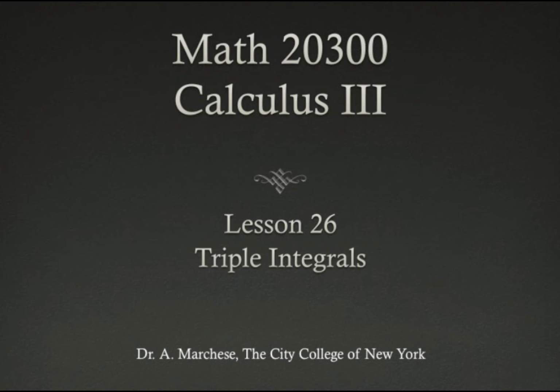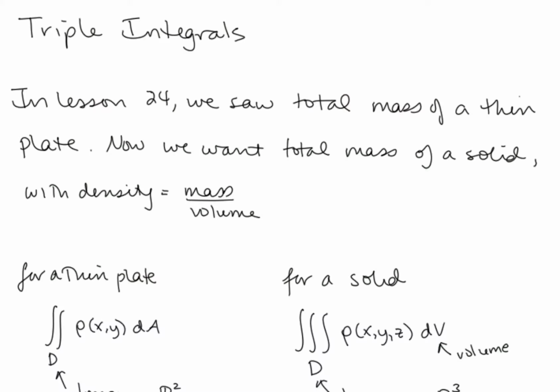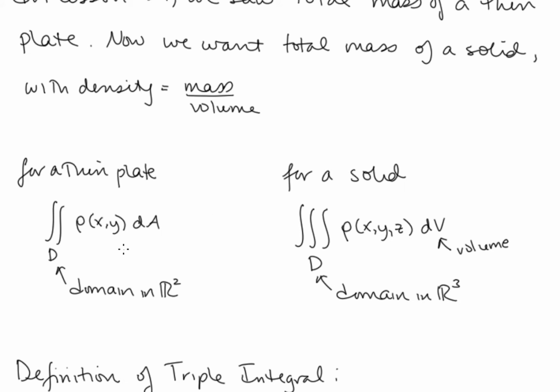This is lesson 26 in our Calculus 3 series, Triple Integrals. In lesson 24, we saw the computation of total mass of a thin plate, and with that, density was given as mass per unit area. Now we're interested in finding total mass of a solid, and in this case, density will be given as mass per unit volume. So the double integral we saw in lesson 24 is now going to be a triple integral.